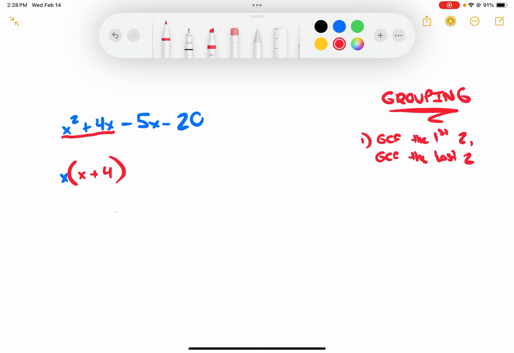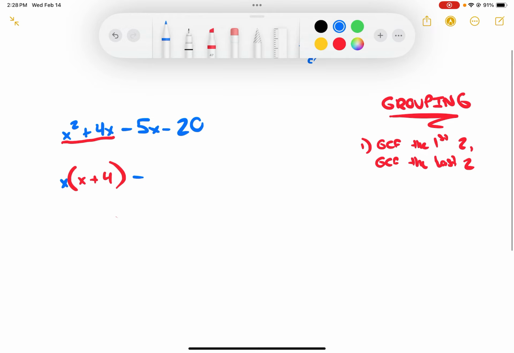Then I look to the next one. Carry the minus sign, and the greatest common factor of 5x and 20 will just be 5, because they don't both share a variable. So I'm going to factor out a 5. And instead of carrying this negative sign, I'm really factoring out a negative 5. So when I factor these two, I have negative 5x divided by negative 5, which will just be x. And then I have negative 20 divided by negative 5, which is positive 4.